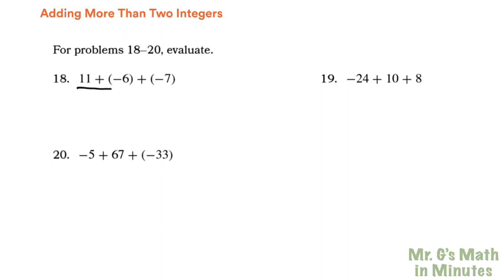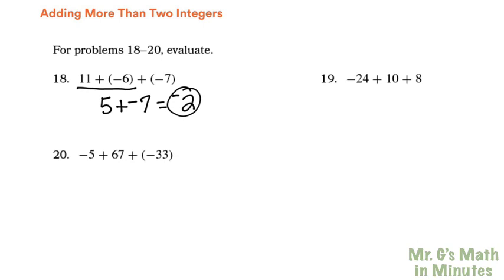First problem that we have here is 11 plus a -6. Those are 2 different signs, so I'm subtracting. 11 minus 6 is 5. 11 is the bigger number. It's positive, so 5 stays positive. Plus a -7. These are 2 opposite signs, so I subtract. 7 minus 5 is 2. 7 is the bigger number. It's negative, so my answer is -2.